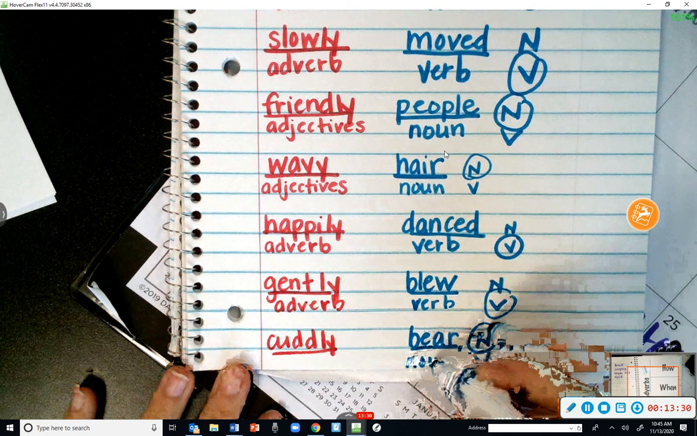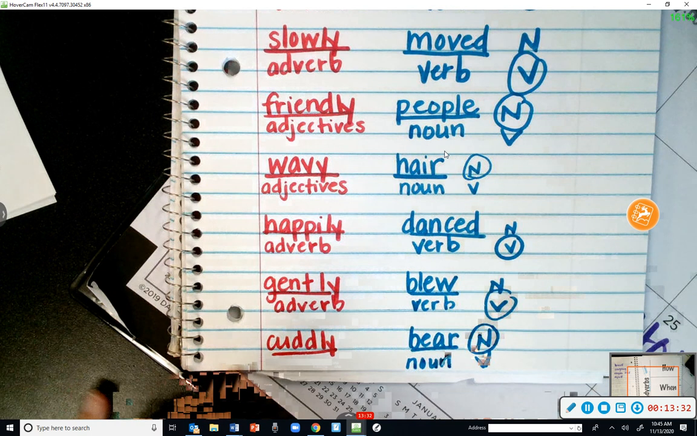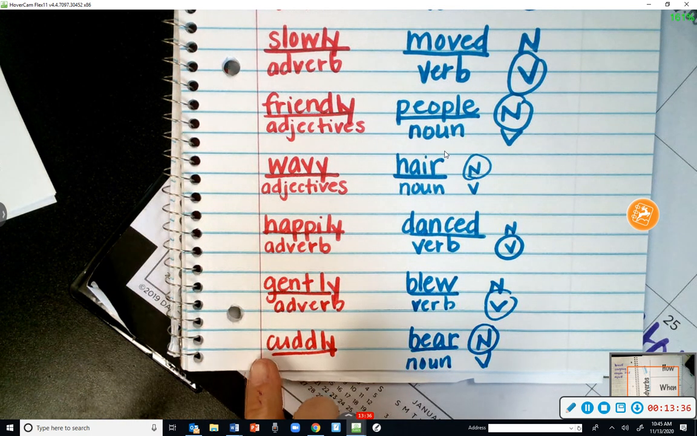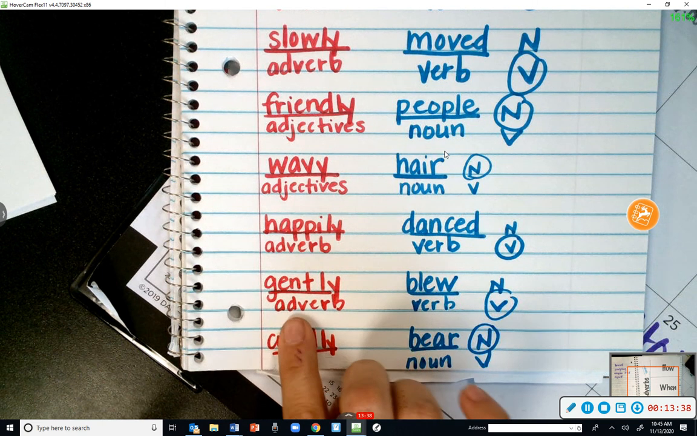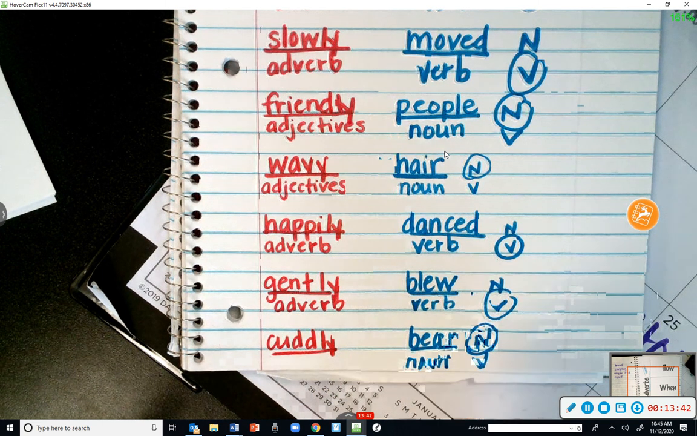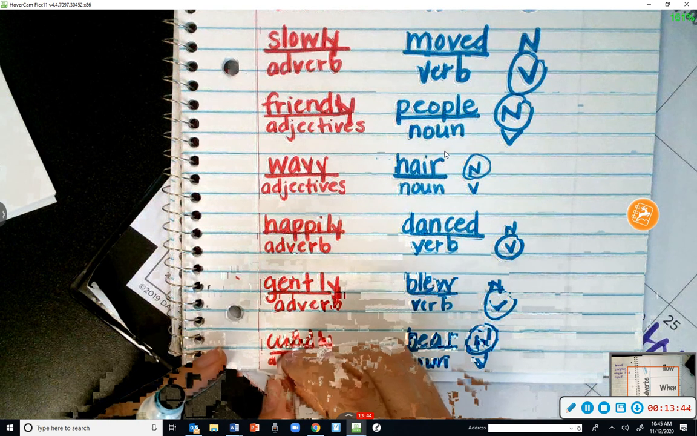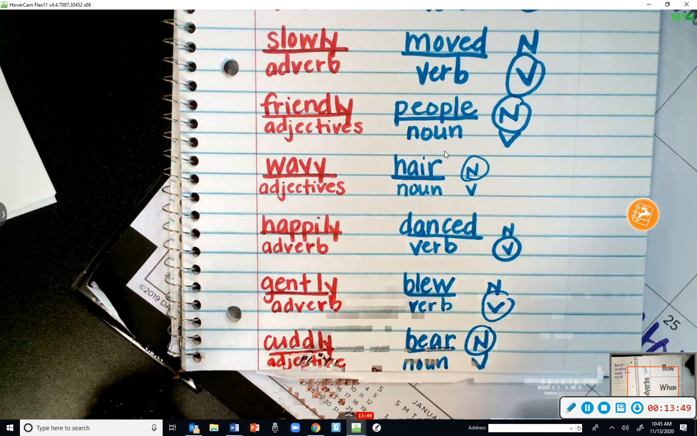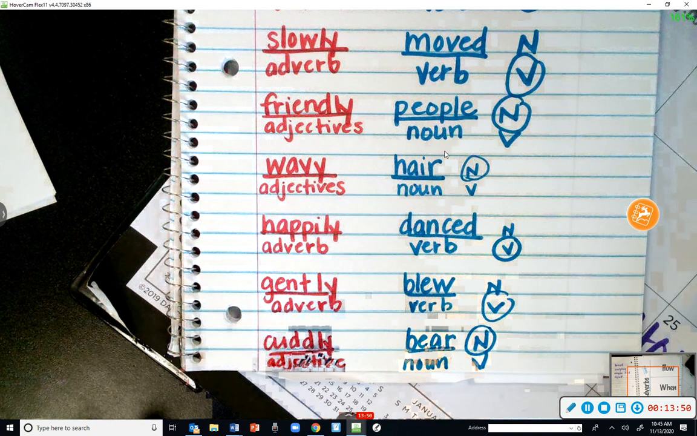Good. And cuddly is cool because you can. What type? Not adverb. Adverbs describe verbs. We're describing a noun. Adjective. Adjective.